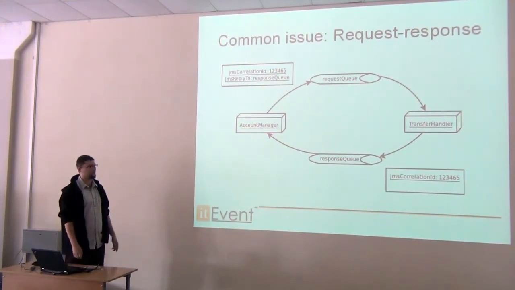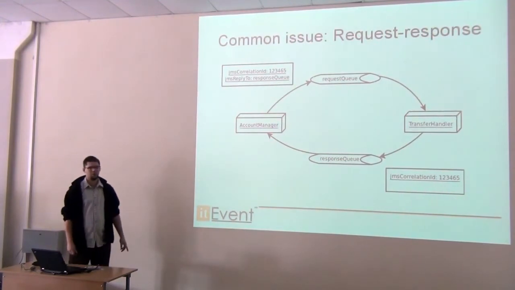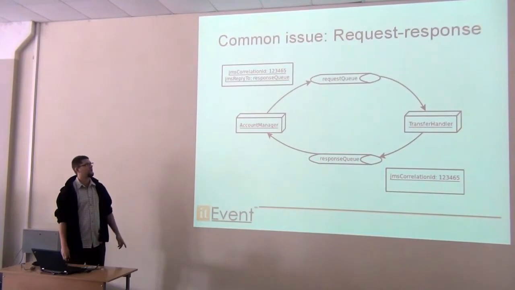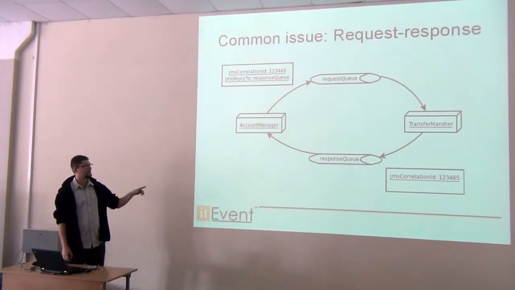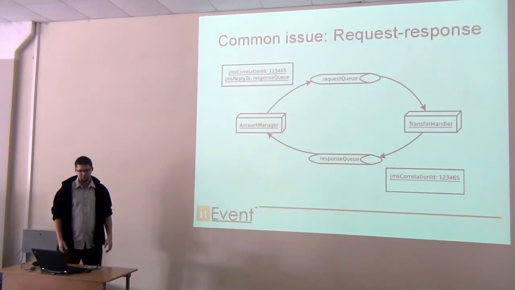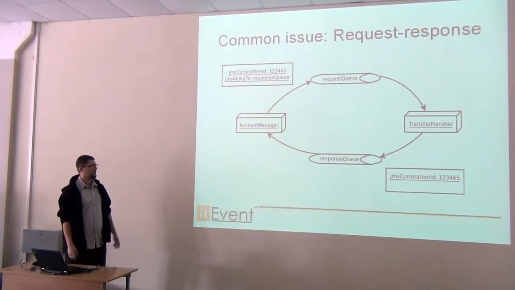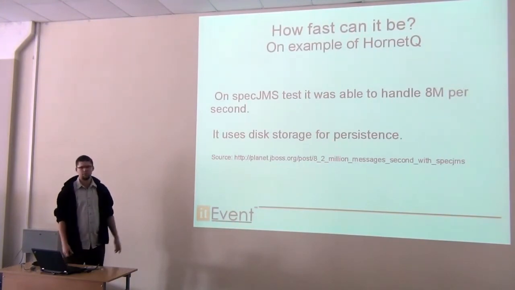This would be enough if you had only one requester, but if you have many requesters, then you would also need JMS reply-to. This is another header, and it allows you to put a JMS destination, a queue or a topic, into message headers. So the account manager can simply say that it wants the transfer handler to handle this transfer, this transfer has correlation ID whatever, and the response has to be sent to the response queue. And if we have another app that communicates with the transfer handler, then it will send its response queue in JMS reply-to. Any questions?